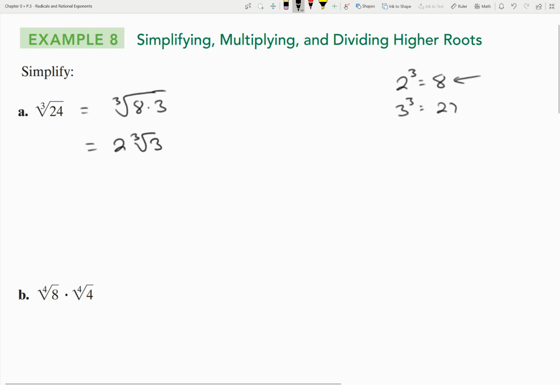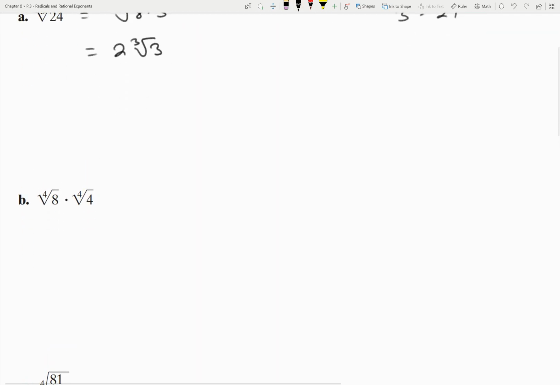Make sure you don't lose the index. Make sure you keep that little 3. The textbook does it nicer, keeps it right in the little nook of the root symbol right there. Okay. Again, part B, now we're taking fourth powers.